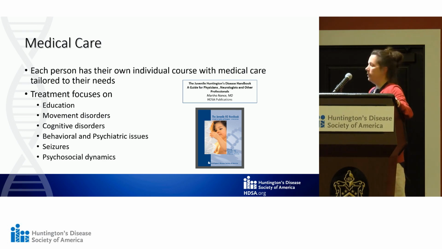So treatment focuses on education, like understanding this, right? What is JOHD? How is it gonna affect my loved one? What do I expect? What are my options for treatments? We focus on the movement disorder part of it, so we have ways to treat the different movements. We have ways to kind of manage the cognitive piece of this. We have treatments and behavioral management of the psychiatric and behavioral features. And we're going to talk about what the landscape of options are. We treat the seizures and we manage the psychosocial dynamics.